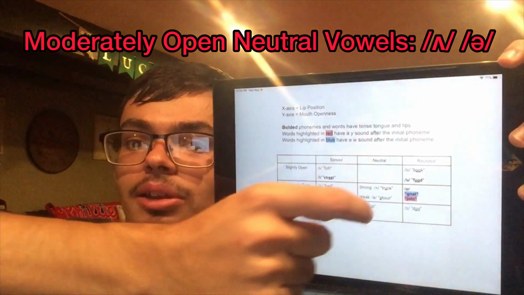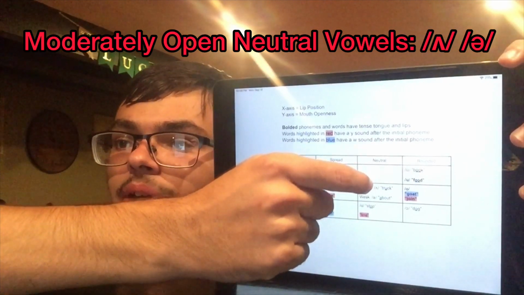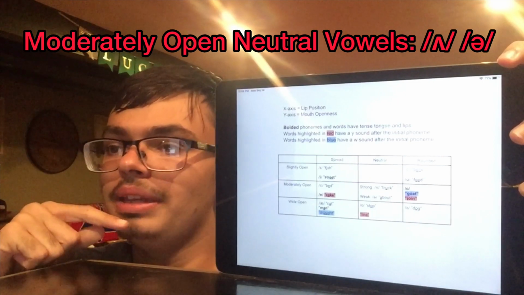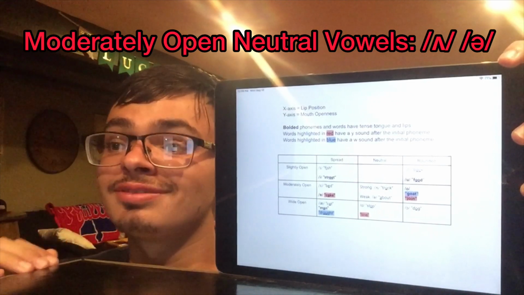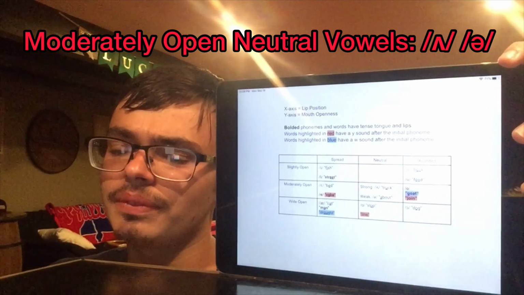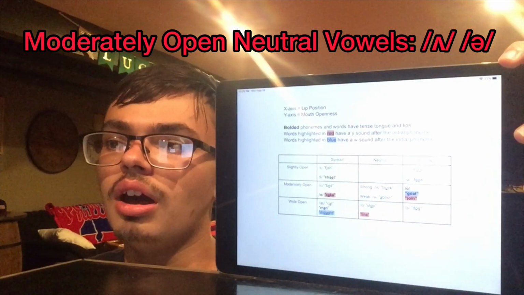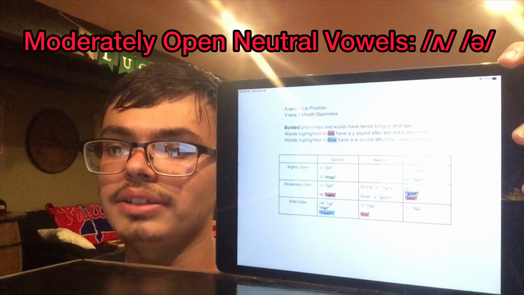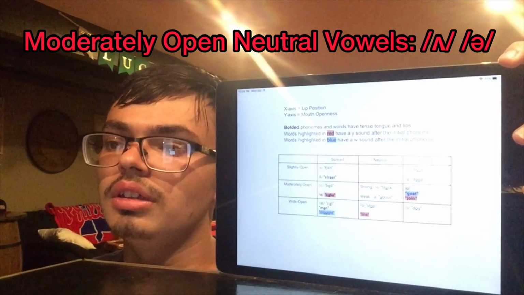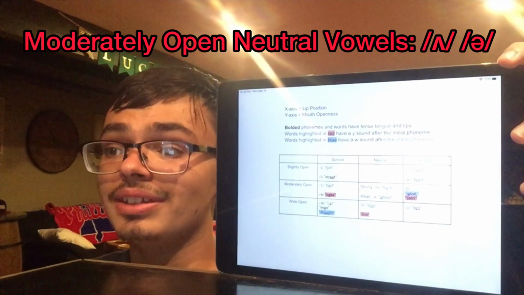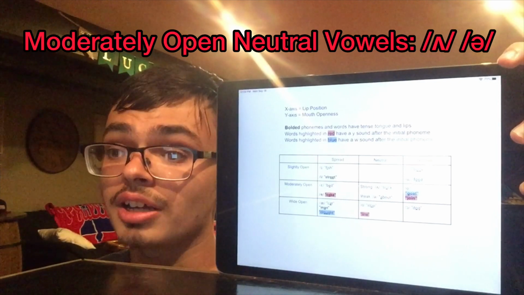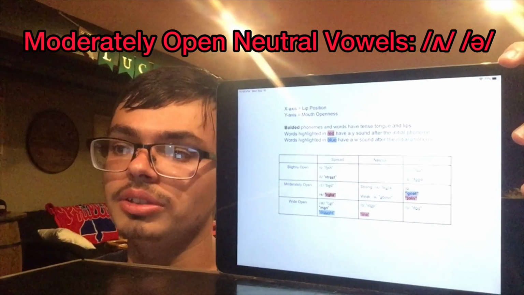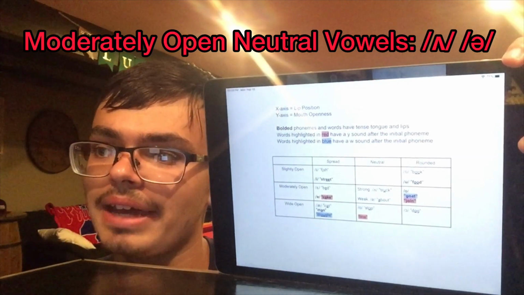Now we're in the middle of this chart, where your mouth is still open a medium amount, but your lips are neutral, meaning they're neither spread nor rounded. We have two versions of this sound. We have the strong as in truck, and the weak as in about. These two sounds are basically the same, except when you say truck, you're clearly pronouncing it, but when you say about, you're saying it in a short, lazier manner.